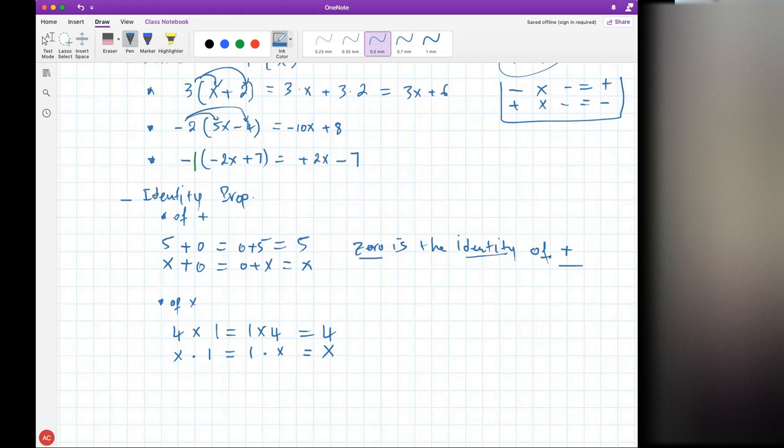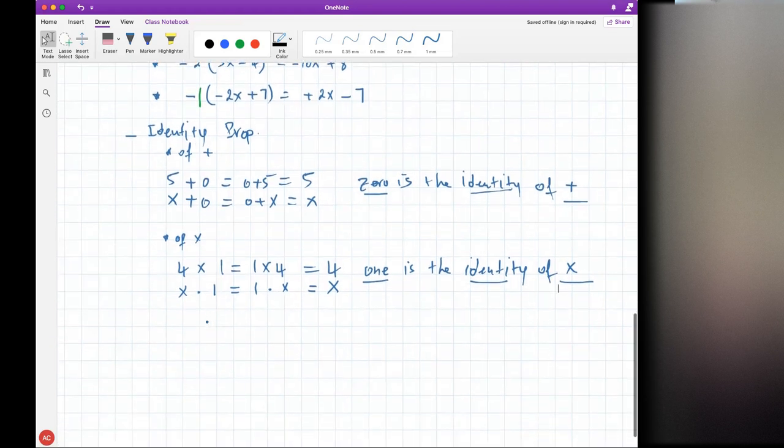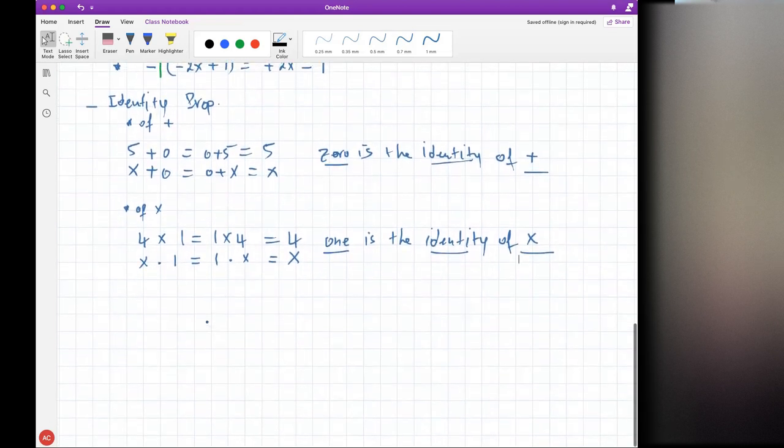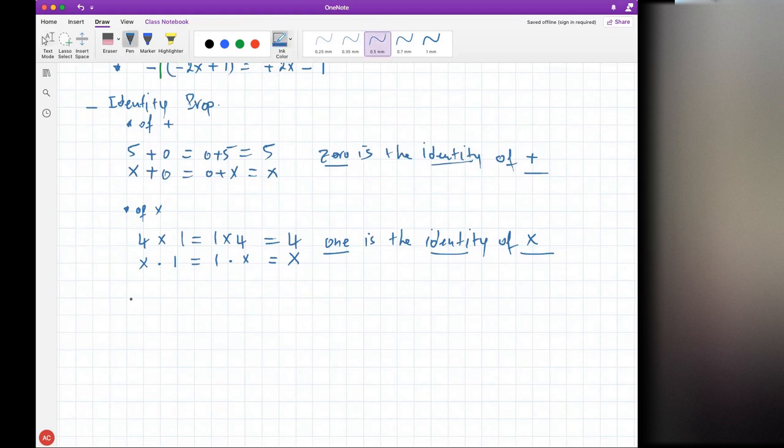So 0 is the identity of addition. Also 1 is the identity of multiplication. That's what we mean by the identity property. It applies again to addition and multiplication. Okay, let's move on to the next one.